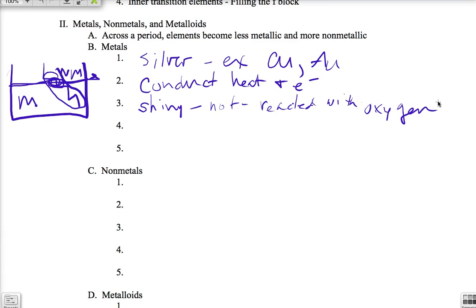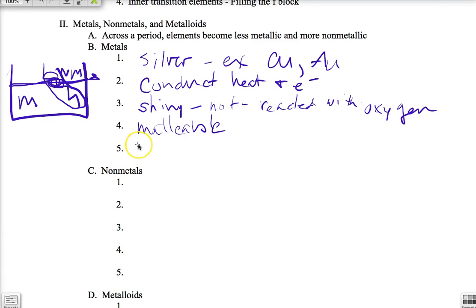So how do you know if you have a metal or not? Well, if you have some sandpaper, scrape the top layer off. If it's shiny underneath, I think you have a metal. What else can we say? Have you ever pounded a piece of metal with a hammer? If it flattens, it's malleable. Okay, you can flatten it with a hammer.